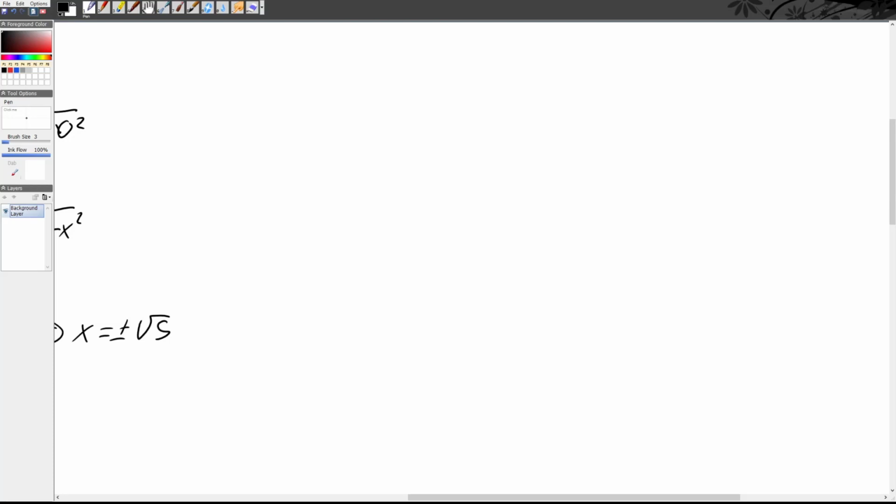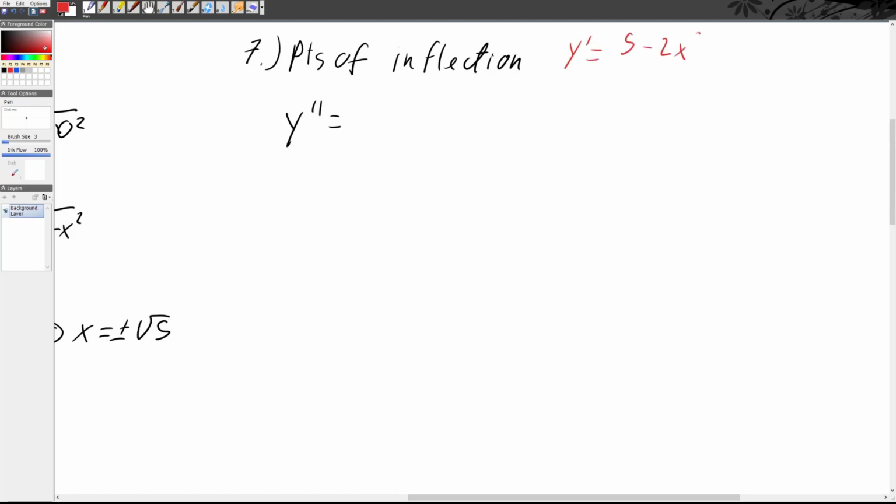However, we want to have one more points. Those are going to be the points of inflection. So these points of inflection will be the second derivative. Note that we already have the first derivative as being 5 minus 2x squared all over 5 minus x squared to the 1/2. Then we take the second derivative.